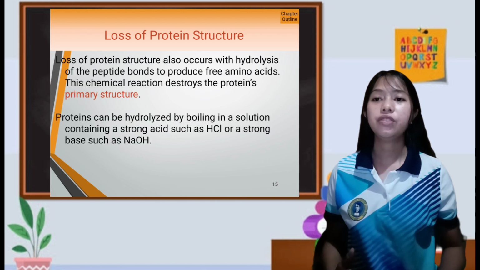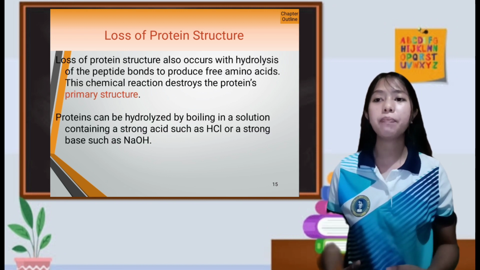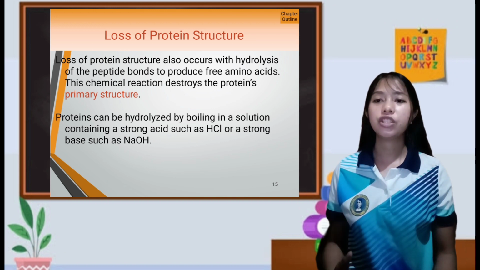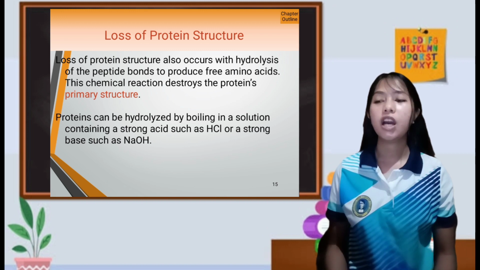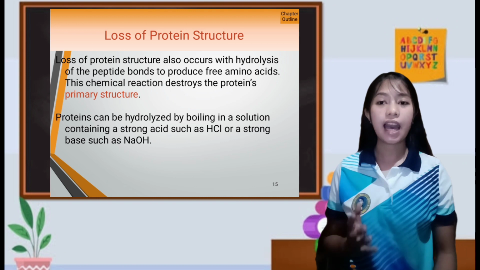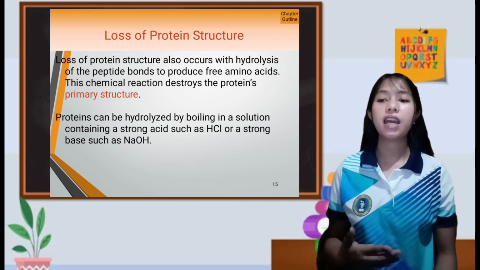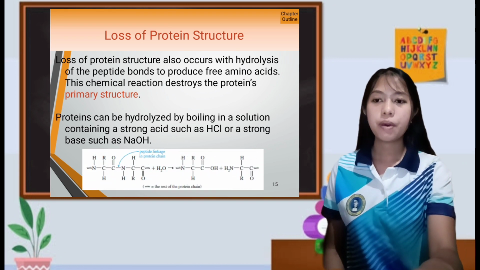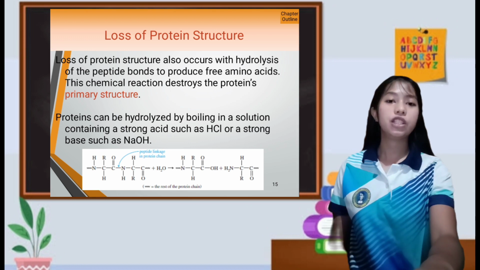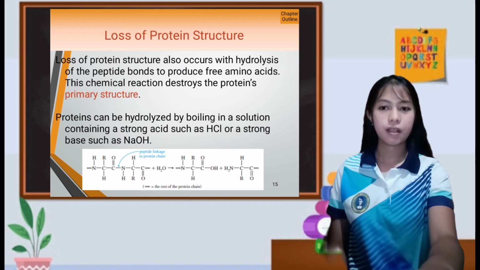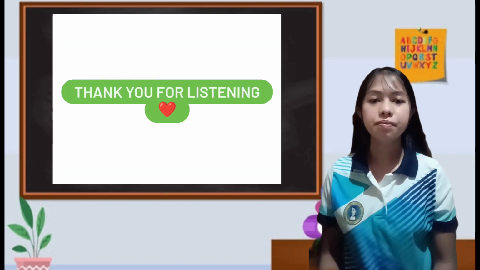So, loss of protein structure also occurs through hydrolysis of peptide bonds to produce free amino acids. This chemical reaction destroys the protein's primary structure. Proteins can be hydrolyzed by boiling in a solution containing a strong acid such as HCl or a strong base such as NaOH. So this is its structure. Peptide linkage in the protein chain and the rest of the protein chain. And that's all. Thank you.